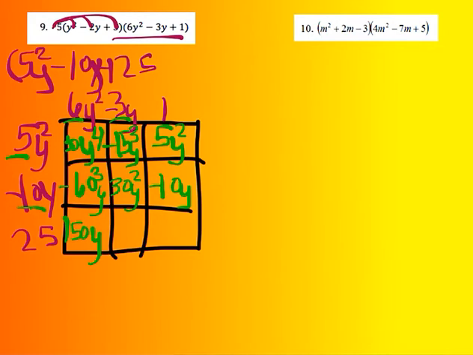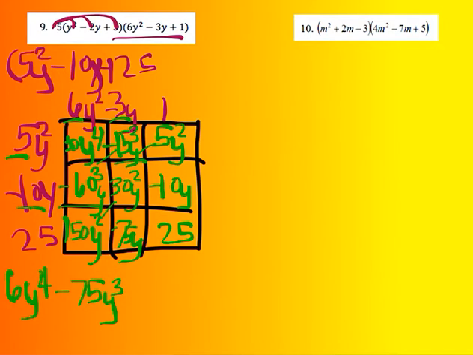And then y squared. And negative 3y times 25 is a negative 75y. And then 25 times 1 is just 25. So again, these diagonals represent your like terms. So we have 6y to the fourth. And then I can take negative 15y to the third minus 60y to the third, which is going to give us negative 75y to the third.